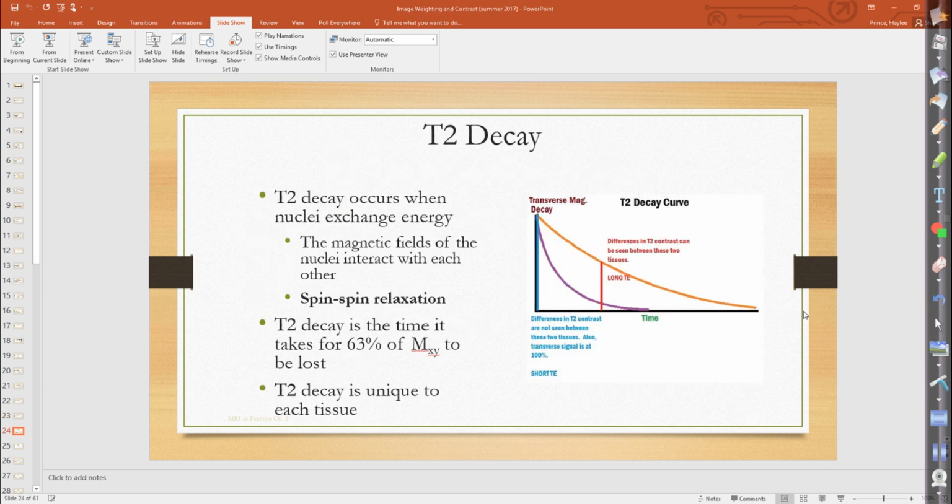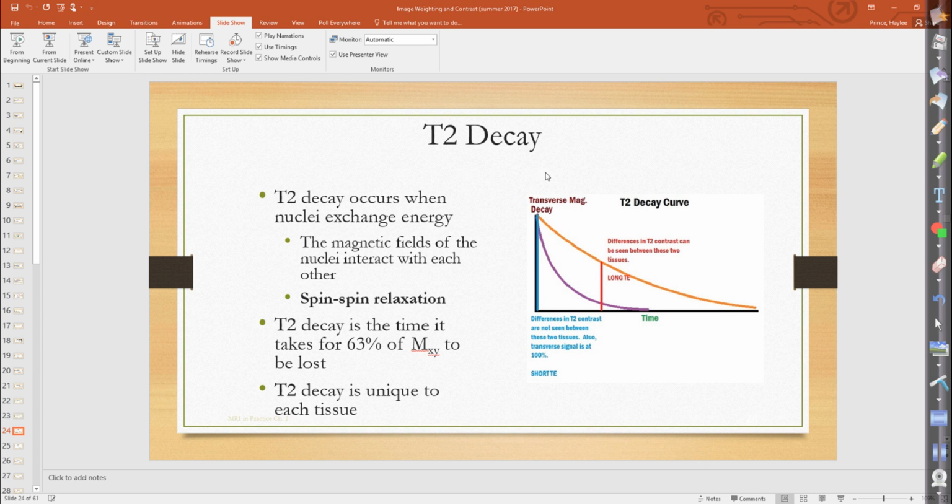All right, so let's switch gears. Let's talk about T2 decay. So these things are happening at the same time, but they're independent of each other. T1 relaxation or recovery is happening at the same time T2 is going on, but they're two different processes. So don't always think they're going to recover and decay at the exact same rates. What actually happens is the T2 decay happens a lot faster than the T1 recovery curve, okay? So always say they're two independent processes. They're happening at the same time, but they're two independent processes.